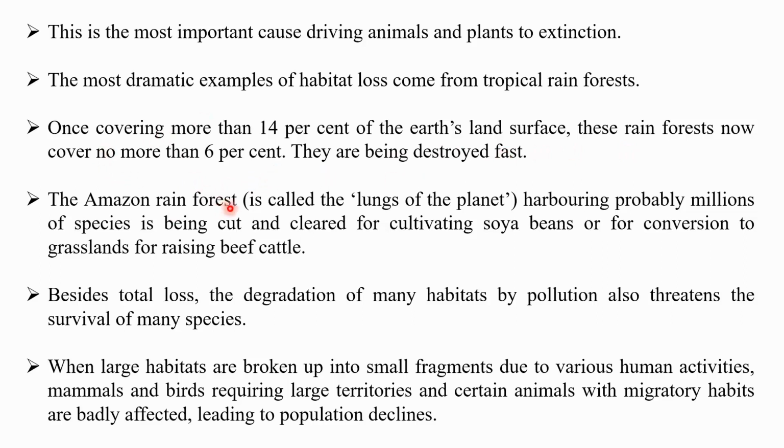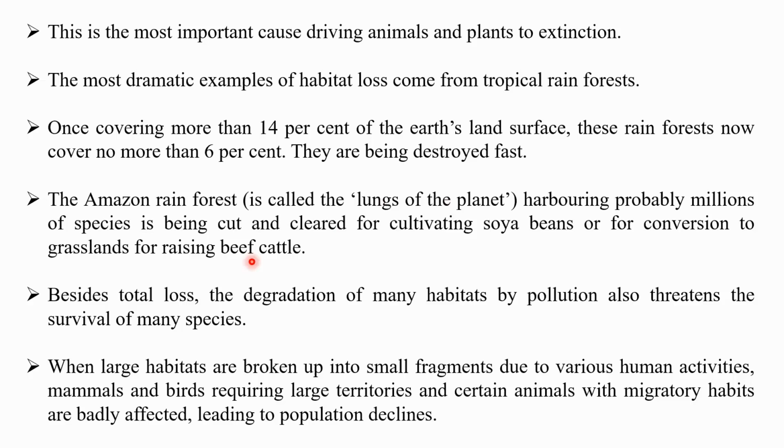The Amazon rainforest, which is called the lungs of the planet due to the huge number of plants that supply oxygen to the other species on this biosphere, harbors probably millions of species. It is now being cut and cleared for cultivating soya beans, for conversion to grasslands, or for raising beef cattle. All of these major destructions have led to changes in the habitat of many species, millions of species that you can't even imagine.